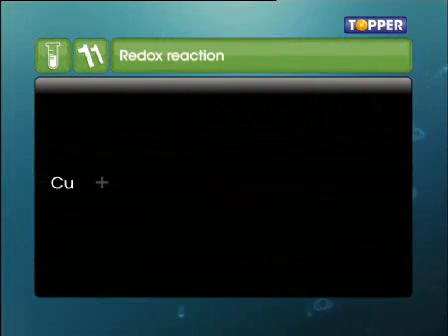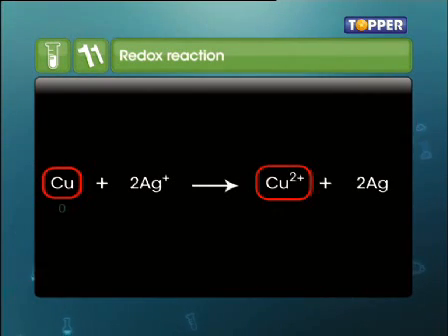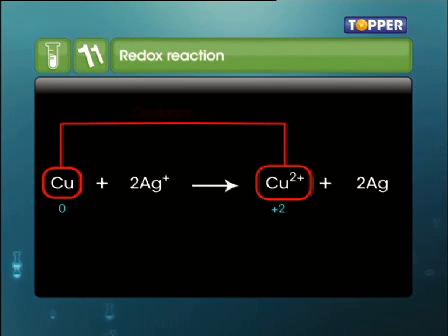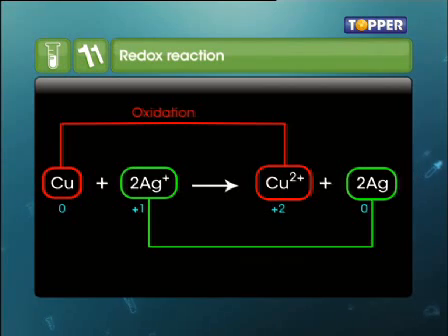In this reaction, the oxidation number of copper increases from 0 to plus 2, therefore it is an oxidation reaction. Recall that oxidation is defined as an increase in oxidation number of an element in the given substance. Also, the oxidation number of silver decreases from plus 1 to 0. Therefore, this is a reduction reaction. Recall that reduction is defined as decrease in oxidation number of an element in the given substance.